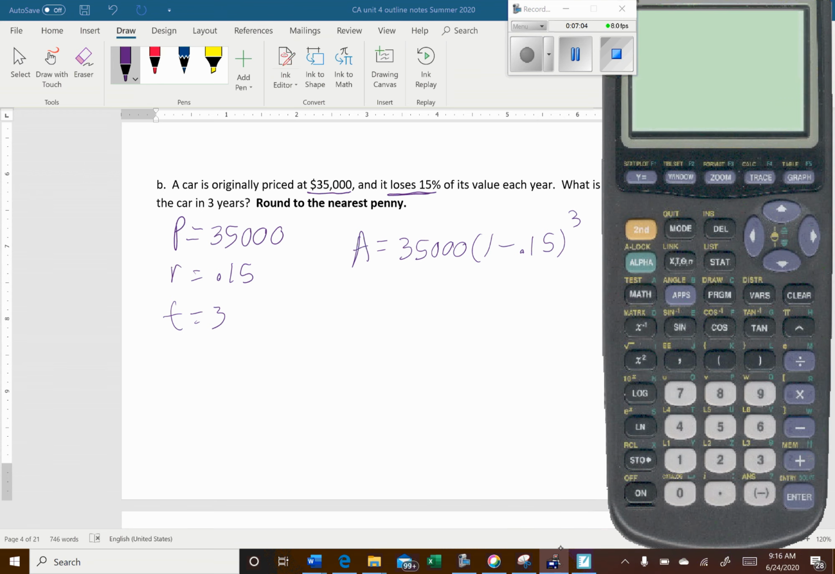So once again, I'll put this in my calculator. All right, so 35,000. And then we're going to multiply that by 1 minus 0.15, which if you want to, you can put in as 0.85, or if you want to put in 1 minus 0.15, that's fine too. And then we're going to raise it to the power of 3. So that car you buy for $35,000, 3 years later, it's only worth $21,494, and we'll round that up to 38 cents right there.